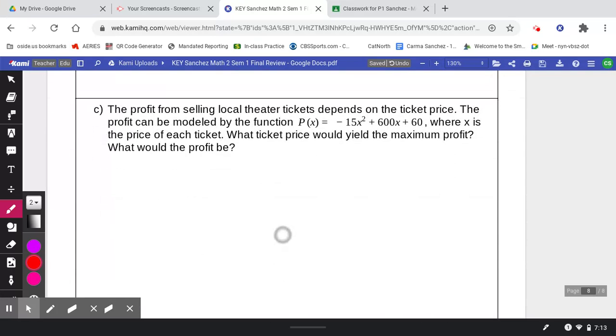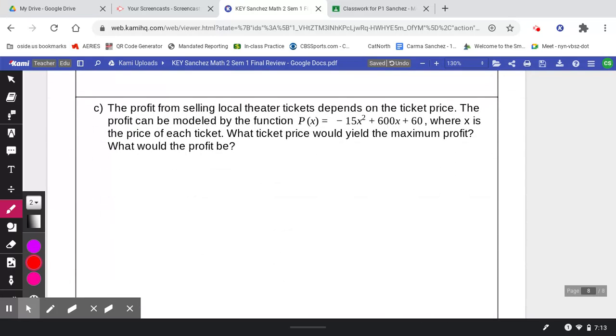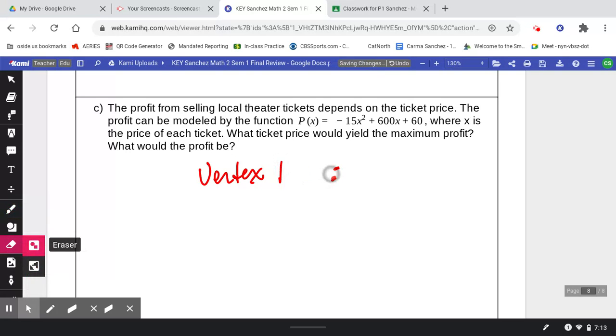The profit from selling local theater tickets depends on the ticket price. What profit can be modeled from this? Where x is the price of each ticket. What ticket price would yield the maximum? So they want us to get this into vertex form, or at least calculate a vertex. It doesn't need to be in vertex form. We just want to calculate a vertex.